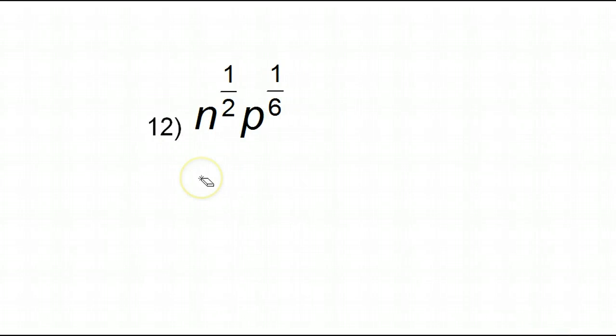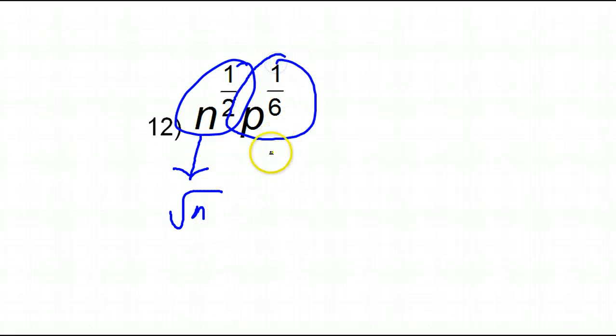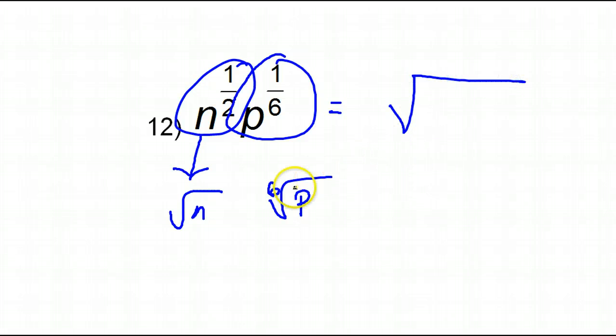Now, problems like this, these are the ones that take an extra step. We have these two different denominators, okay, and we say power over root. So the way it looks right now, if we just looked at this part, we're thinking, oh, well, that's a square root of n. And if we looked at this part, well, that would be the 6th root of p. But we need a way to write this as just one root. And here we've got two different roots, so that's a problem.